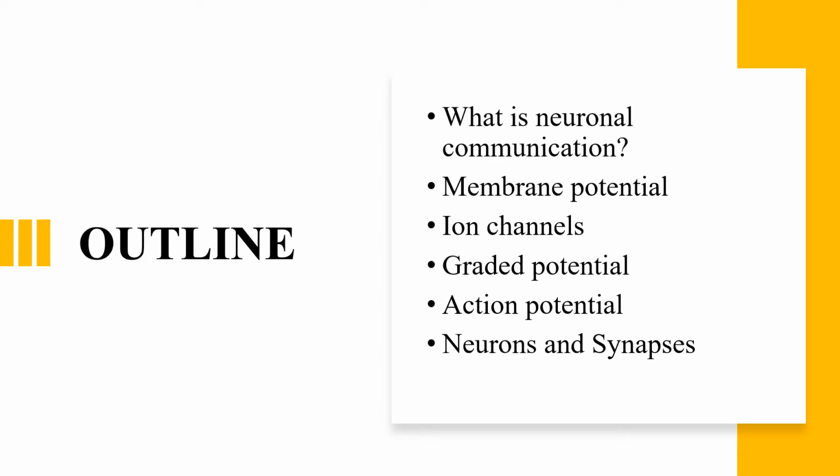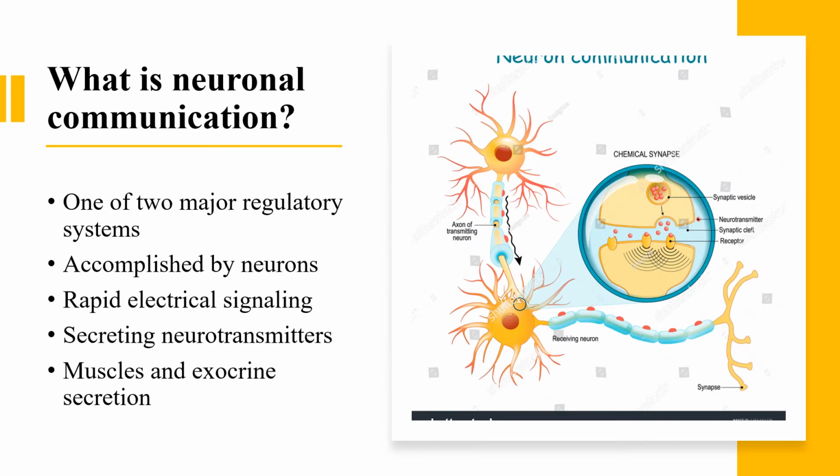I'll talk about different membrane potentials, ion channels involved in changes of membrane potentials, graded potential, action potential, about neurons and different synapses. So what is neuronal communication? Neuronal communication is one of two major regulatory systems of the body that help ensure life-sustaining coordinated responses. The other one is the endocrine system, which will not be part of today's presentation.